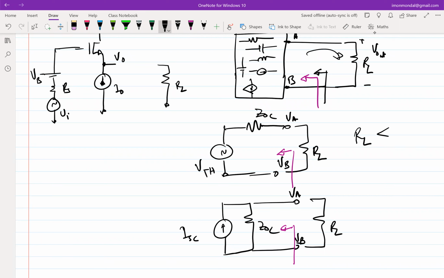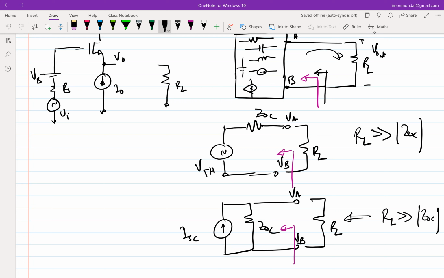RL should be much greater than or less than? Greater than, right? Same condition appears here. If you ensure that RL is much greater than this, then it behaves almost like an ideal voltage source.